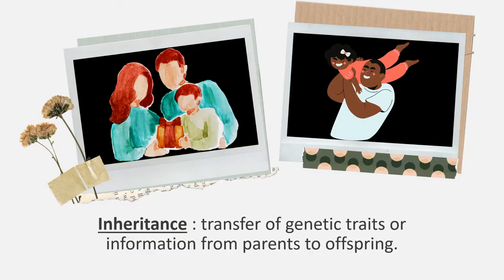Let's start with inheritance. Inheritance is the transfer of genetic information from parents to offsprings or from one generation to another. Let's look at a few examples. For example, if your mother has red hair or your father has red hair, then you might inherit red hair as well. Another example would be your skin color. So whether you have dark, beautiful skin or fair skin or brown skin, it's something you've inherited from your parents.